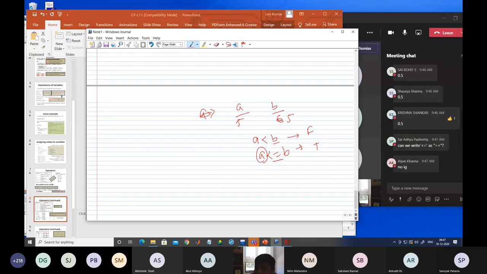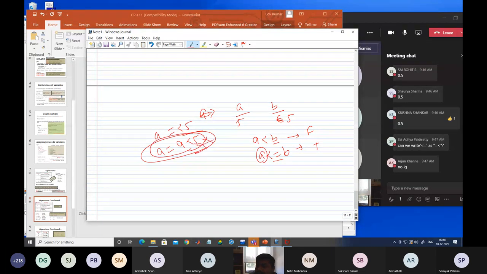So basically we are writing less than equal to. We cannot write equal to less. That is a different one. We always write less than equal to. If we write A equal to less than 5, this becomes A single equal to A smaller than 5.